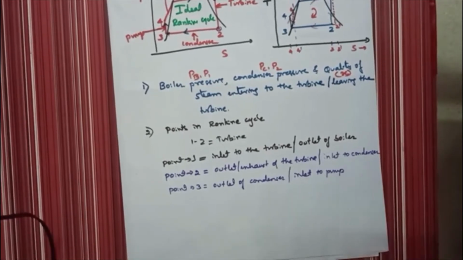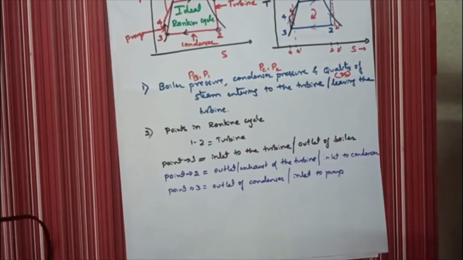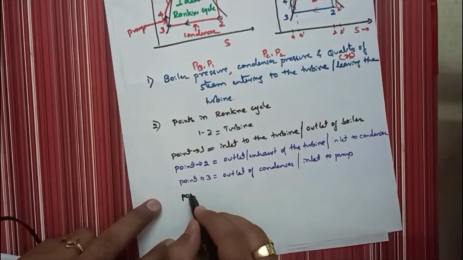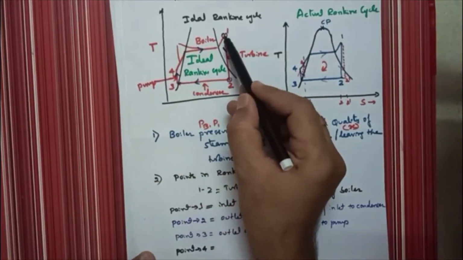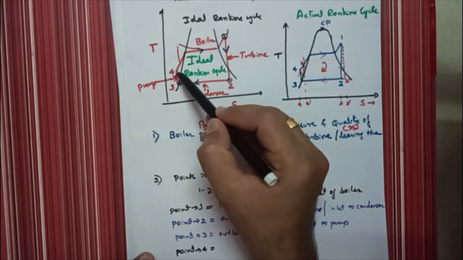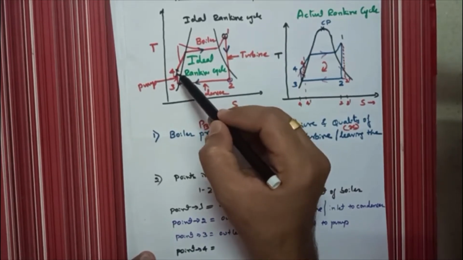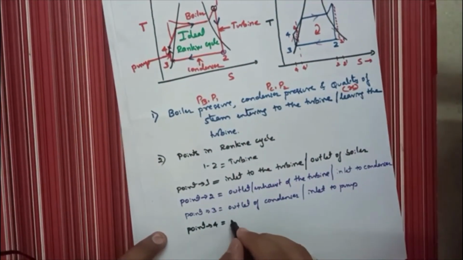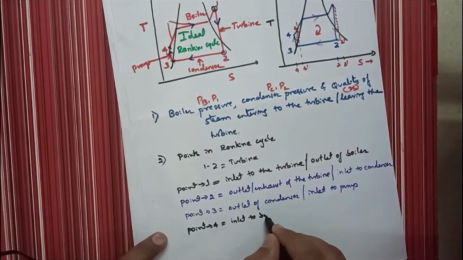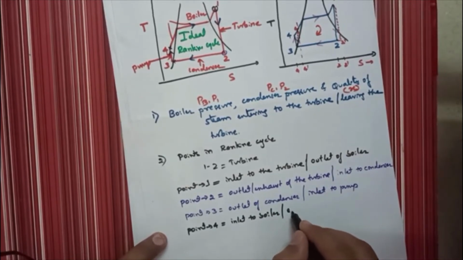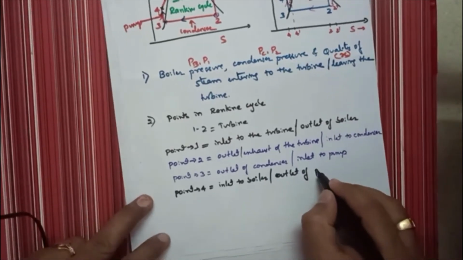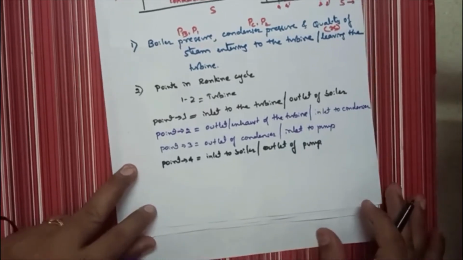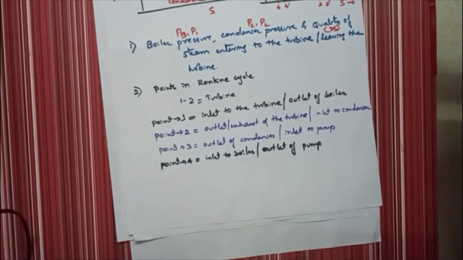The problems are easy, I can solve any number of problems here. Similarly, point 4 is here. 4 to 1 is the boiler, so point 4 is the inlet to the boiler, and at the same time point 4 is the exit or outlet of the pump. So it is the inlet to the boiler or outlet of the pump. These are the points you have to remember for solving the numericals.